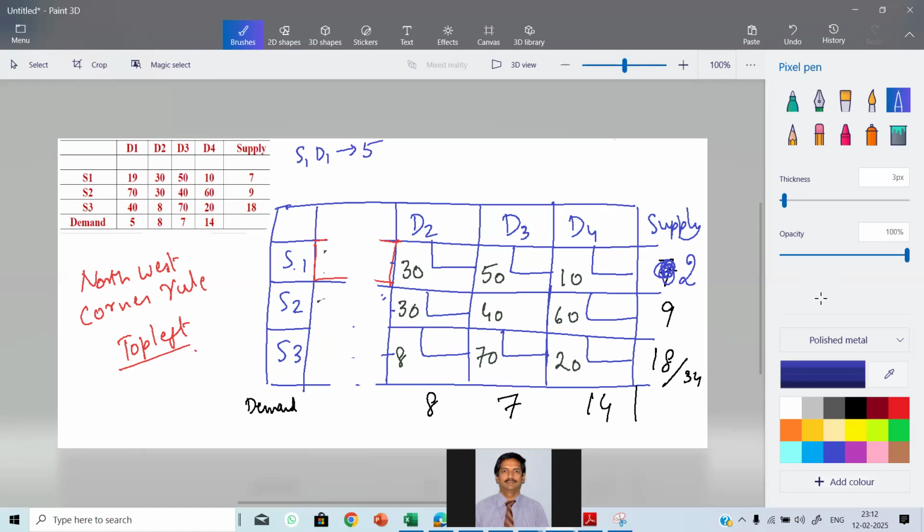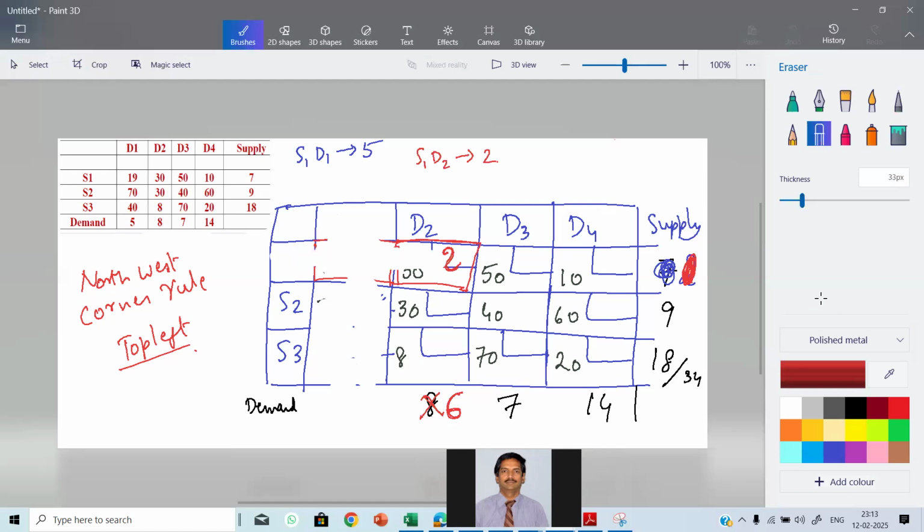Now look at this updated table. In this updated table, what is the top left? The top left has the requirement and the capacity. Capacity is 2, so the capacity of S1 is over. The requirement for D2 is 8, only 2 units are supplied, still 6 is pending. Now, which is completed? S1 capacity is completed. So, in the next table, I am removing S1. Right? Now this is my updated table.